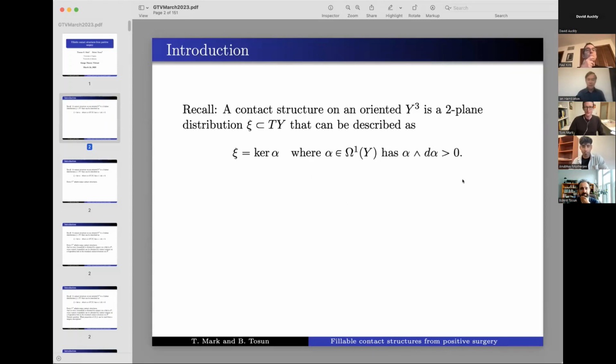So contact topology. I guess most people, maybe everybody, knows the background here, but we're talking about contact three manifolds. That's a three manifold with a certain kind of two-plane field given as a kernel of a one form, satisfying this non-degeneracy condition.